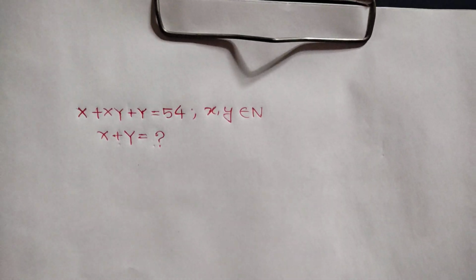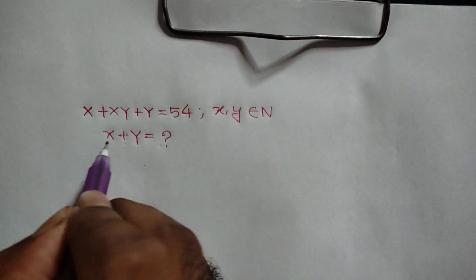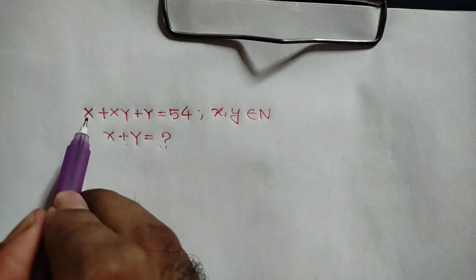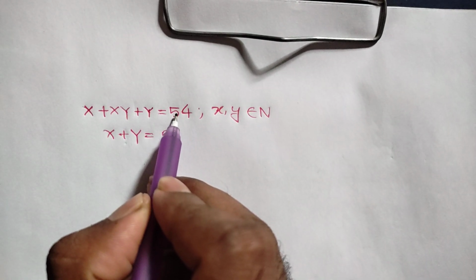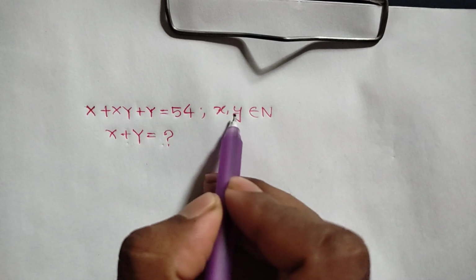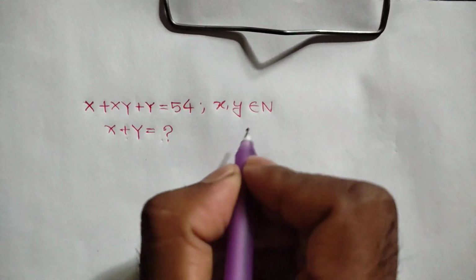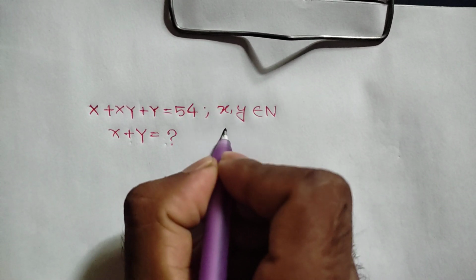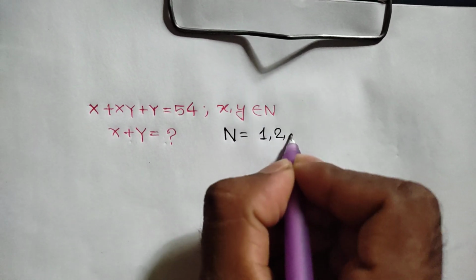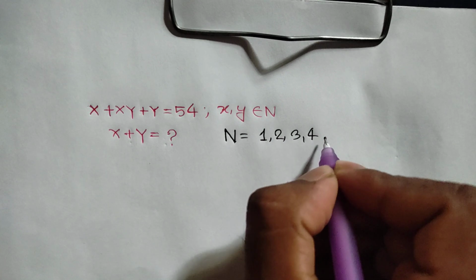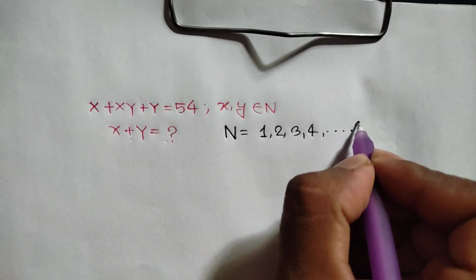Hi everyone, in this video I am going to show how to find the value of x plus y where x plus xy plus y is equal to 54, and x and y are natural numbers. So here n is equal to 1, 2, 3, 4 up to infinity.